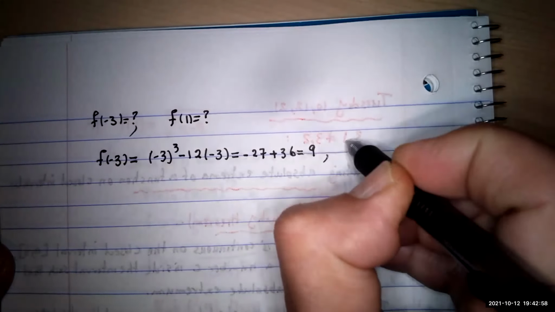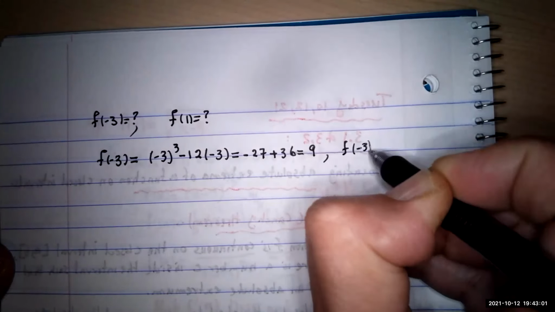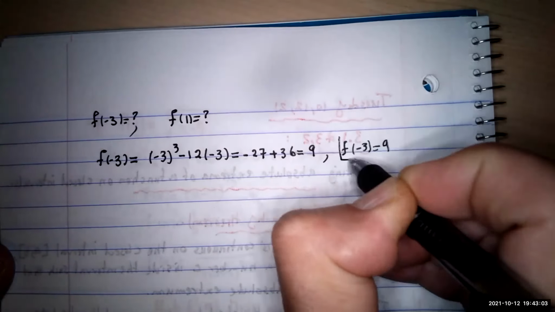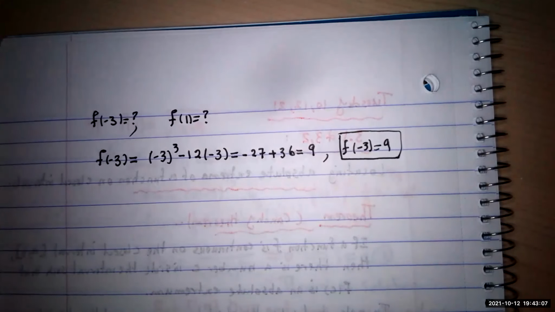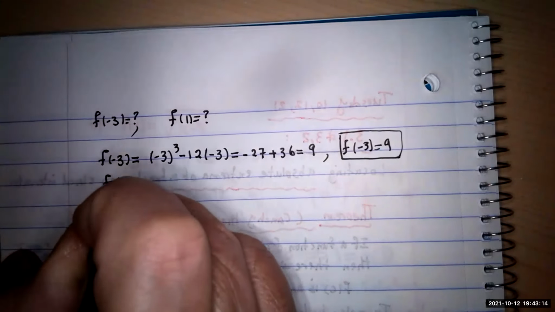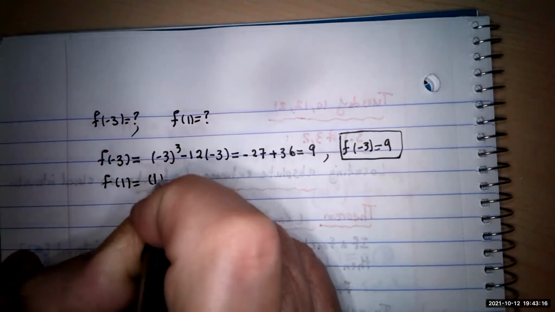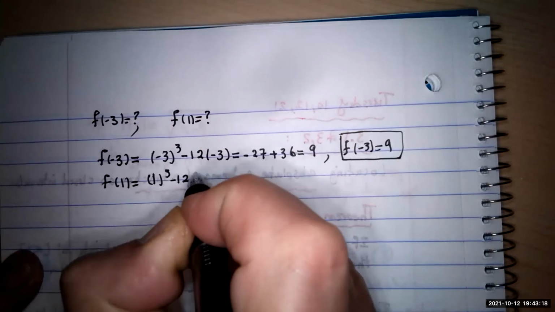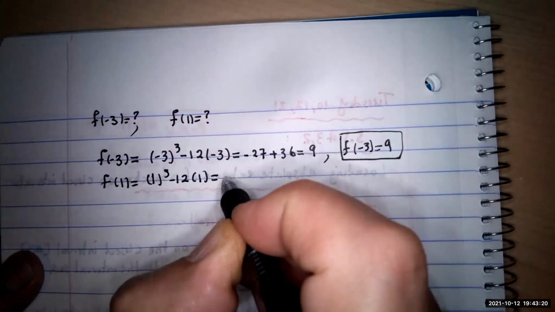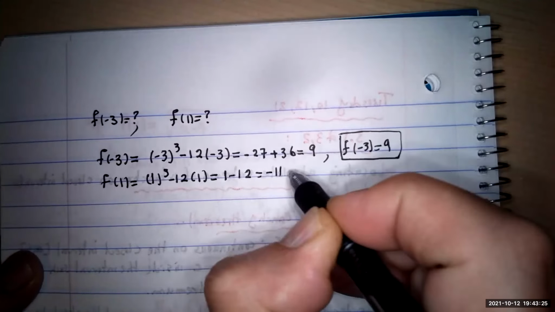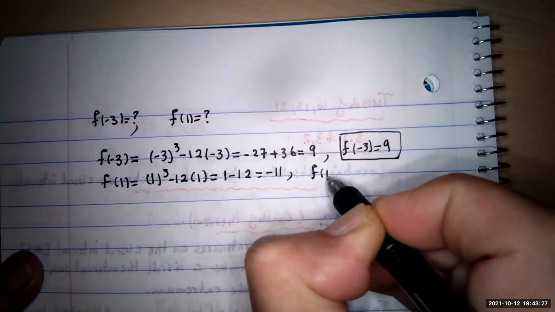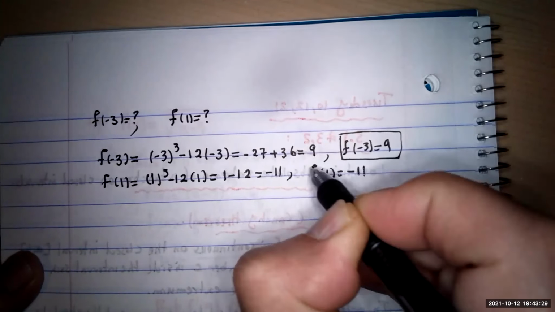So you highlight this one. This is another number. f of negative 3 is going to be equal to 9. Okay, question? So the other number is f of 1. So we find f of 1. That gives 1 to the third minus 12 times 1. 1 to the third is 1, and 1 minus 12 is negative 11. So f of 1 is going to be negative 11. That's it.